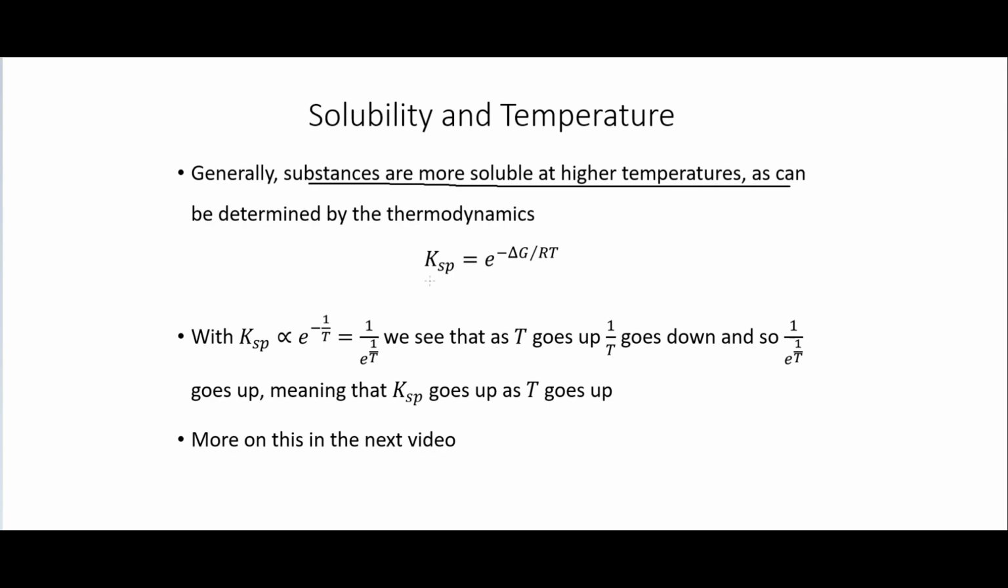And so we see that we have our Ksp equal to e to the power of negative delta G over RT. So we're looking at this temperature term right here. We see that Ksp is proportional to e to the negative 1 over T, and so it's proportional to 1 over e to the 1 over T. As temperature goes up, this goes down, and so this goes up, since this is in the denominator. That means that our Ksp, our solubility, goes up as temperature goes up. Like I said, I will discuss that in more detail in the next video, which will be about crystallization.